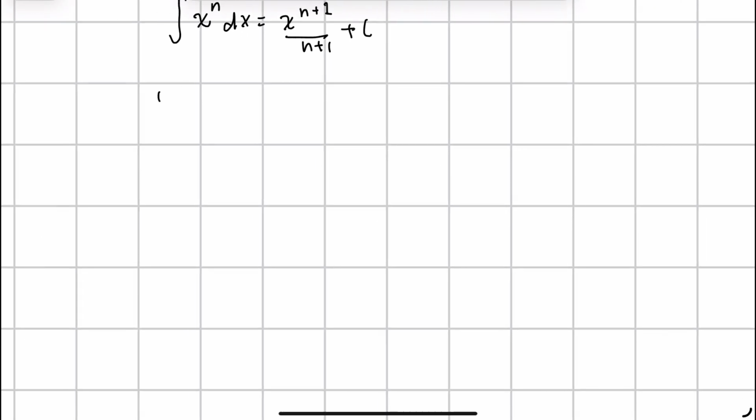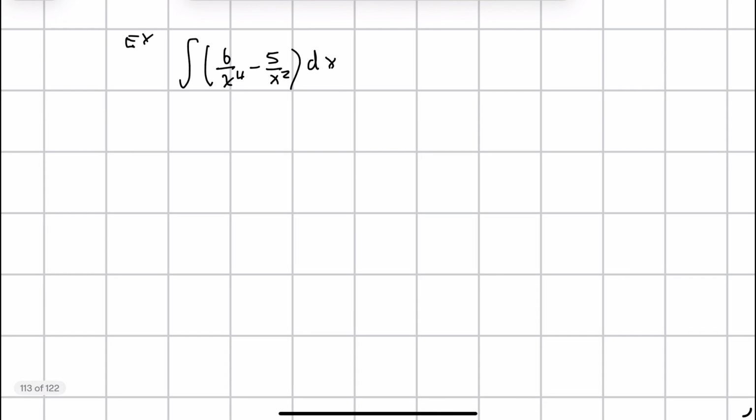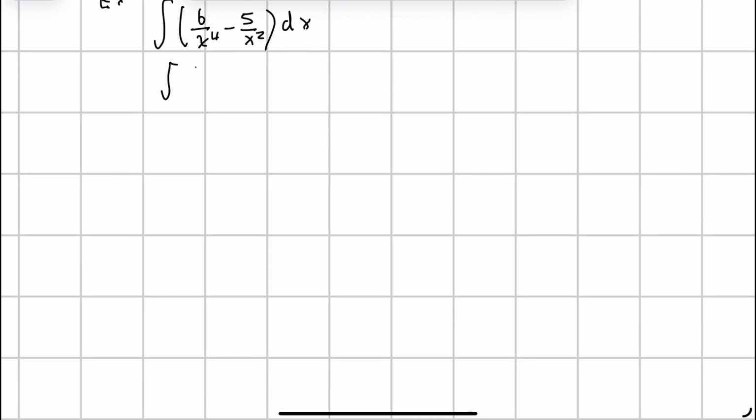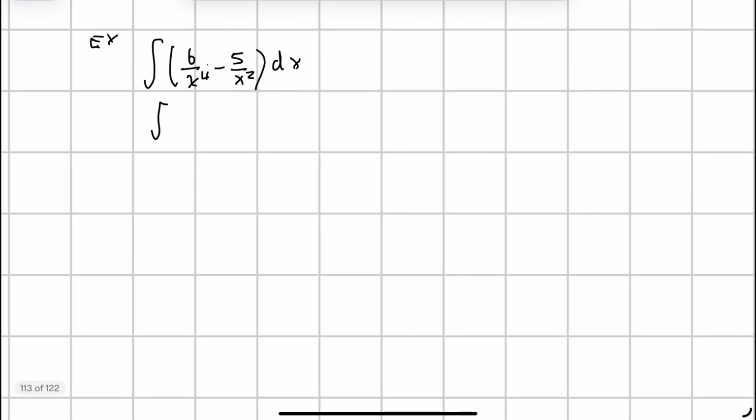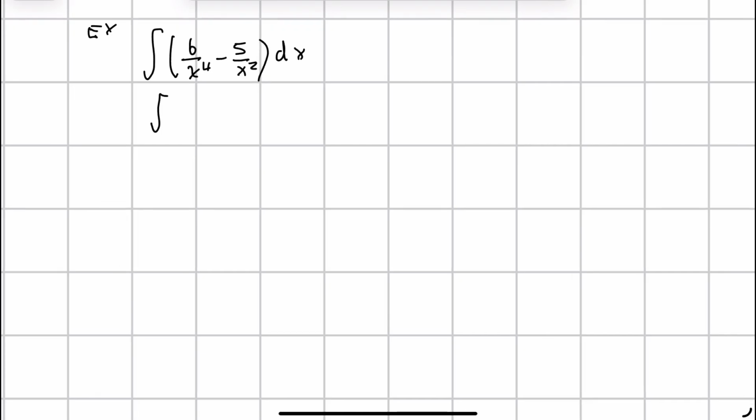For example, let's say that we have the integral of 6 divided by x to the power of 4 minus 5 divided by x squared dx. So you can rewrite this using negative exponents instead, because we have this division of exponents in the denominator, and we don't want that when we are using integration, right? So we have 6x to the power of -4 minus 5x to the power of -2 times dx.